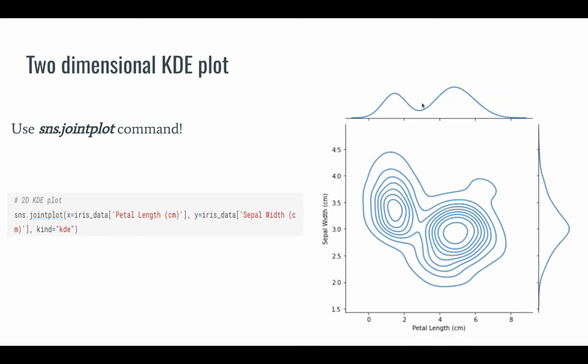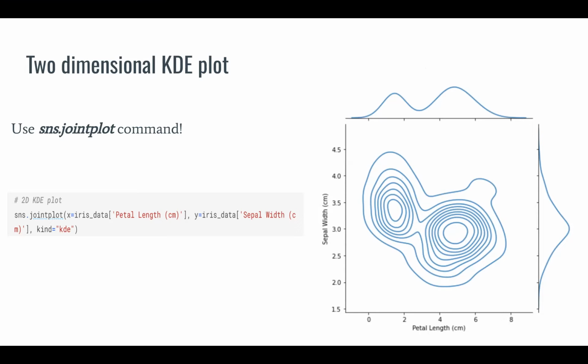So for a two-dimensional KDE plot, in order to create this, you can call the sns.jointplot command. Then you can provide x and y and provide kind. For x, for this demonstration, we will use petal length, and for y, we'll use sepal width.